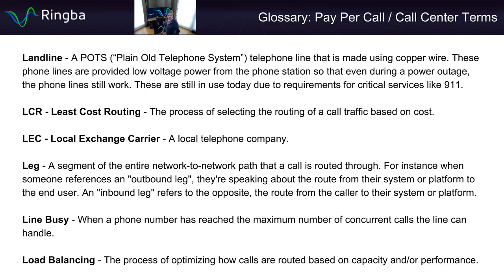Line busy. When a phone number has reached the maximum number of concurrent calls the line can handle, it's line busy. So phone calls or phone numbers can actually handle multiple calls concurrently to them. So when you dial a Ringba number, you could have 5 callers or 500 callers concurrently dialing the same phone number. Now, we have unlimited concurrency, so you don't have to worry about this. But if you have a phone number that doesn't, once a maximum number of concurrent callers are on it, you get a line busy signal.